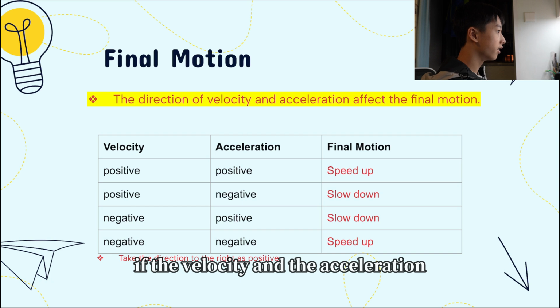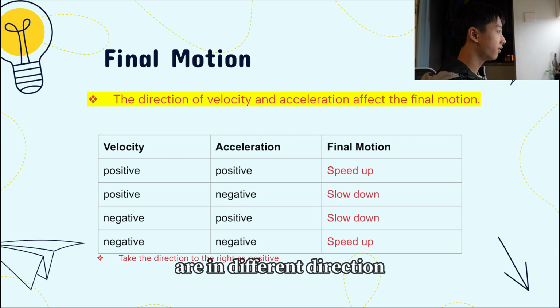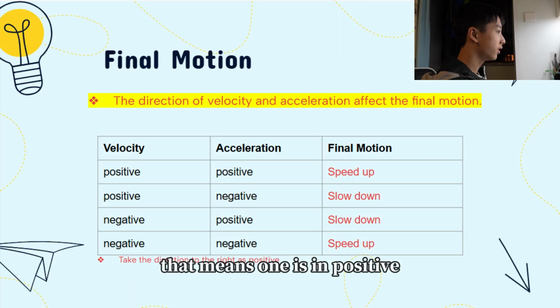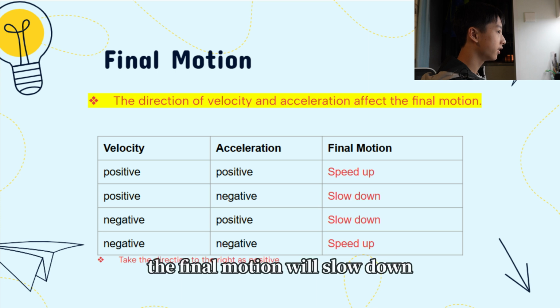If the velocity and the acceleration are in different directions, that means one is positive and the other one is negative. The final motion will slow down.